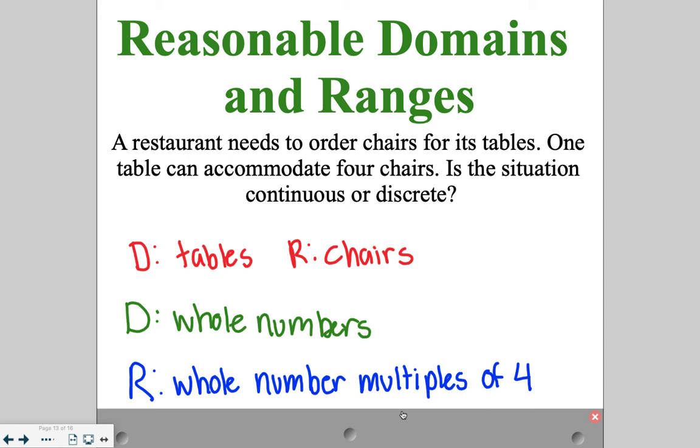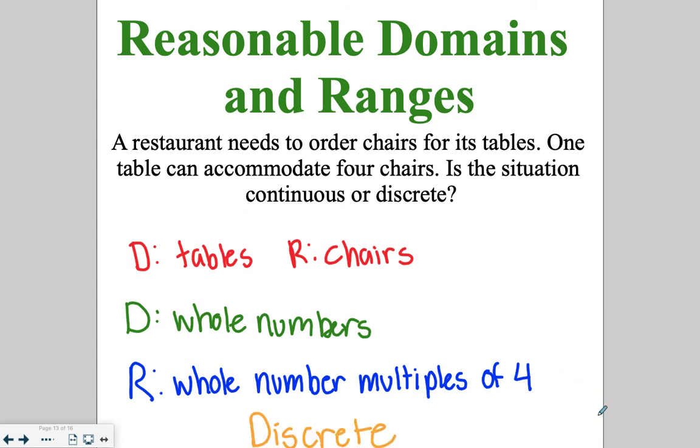So this one was a little bit tricky, but you want to make sure you are only talking about the specific outputs that you could have. So 4, 8, 12, etc. Last thing I want you to do is determine if the situation is continuous or discrete. Because your domain is whole numbers, this is going to be a discrete scenario.